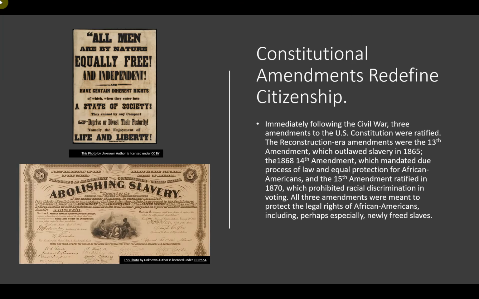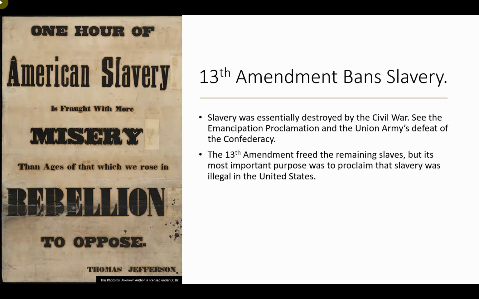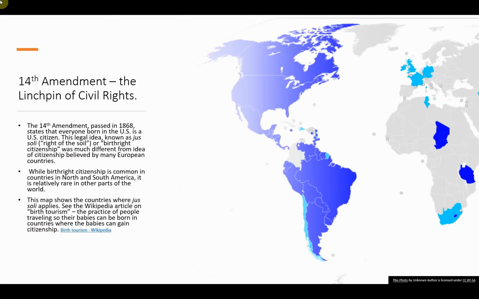All 3 of these amendments were meant to protect the legal rights of African Americans, including, perhaps especially, newly freed slaves. The 13th Amendment banned slavery. Slavery was essentially destroyed by the Civil War. See the Emancipation Proclamation and the Union Army's defeat of the Confederacy. The 13th Amendment freed the remaining slaves, but its most important purpose was to proclaim that slavery was illegal in the United States. 14th Amendment, the linchpin of civil rights.